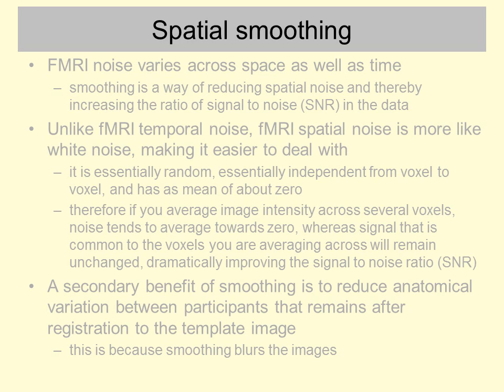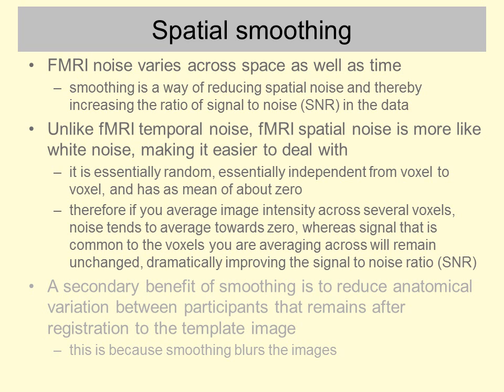The final topic for today is spatial smoothing. Now fMRI noise doesn't just vary across time, it also varies across space, and spatial smoothing is a way of reducing that spatial noise and thereby increasing the ratio of signal in your data to noise. And I'm covering it at the end because spatial smoothing is something that's particularly relevant to how well your statistical model is going to fit.